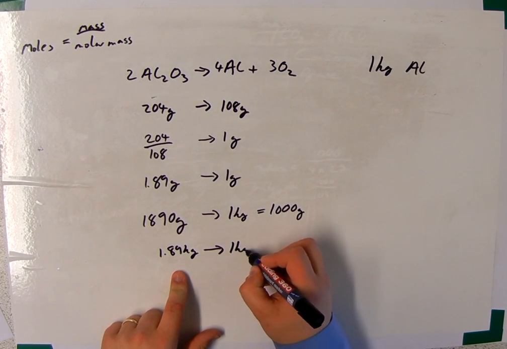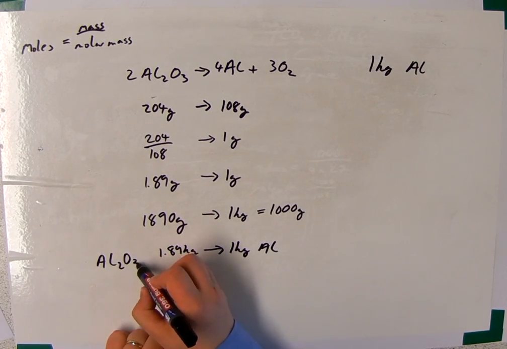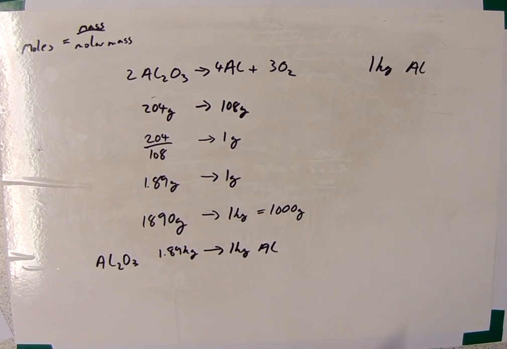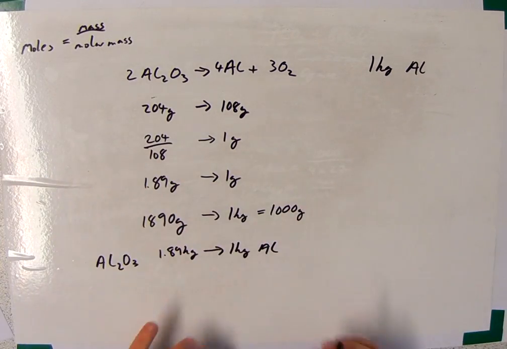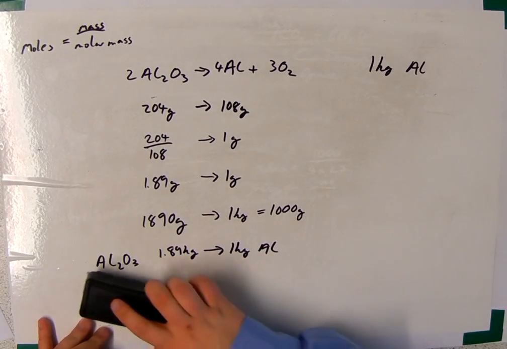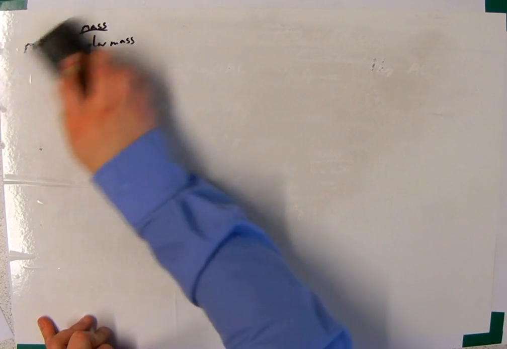Gives us 1 kilo of aluminium. So there we have it. That is the sort of thing you might want to work through. Work out how much 1 gram makes, or is made by whatever it is, and then multiply up to the number you need. So that's the mole. Next video, we'll move on to the next thing.